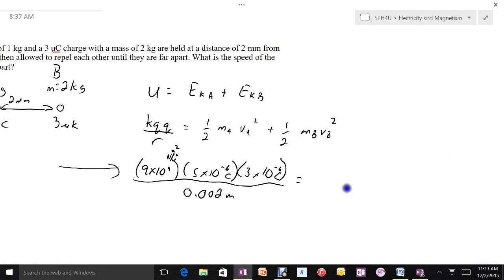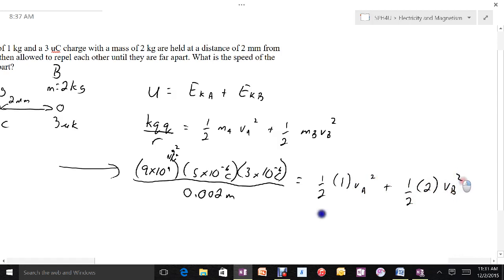And over here we have 1/2 times the mass of 1 kilogram times the velocity of A squared, plus 1/2 times the mass of 2 kilograms times the velocity of B squared. So that's 1/2 VA squared plus 1/2 and 2 cancel out to VB squared. So that's the easy side.